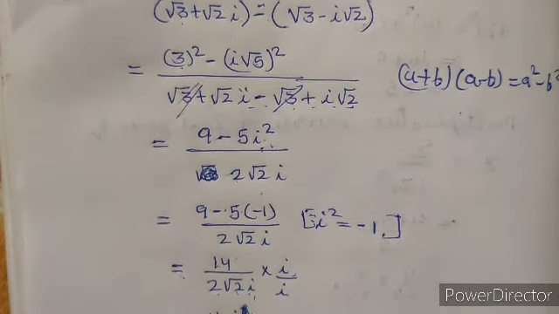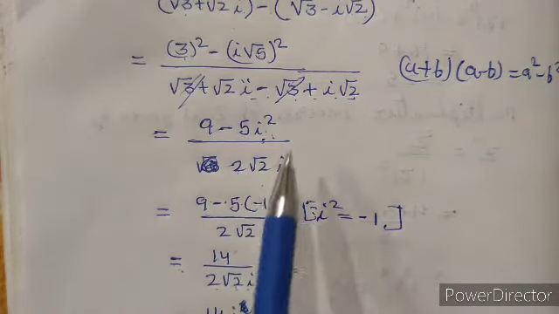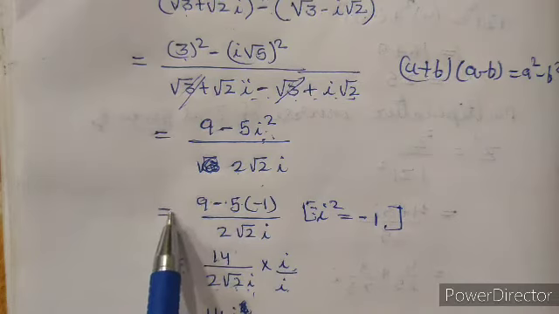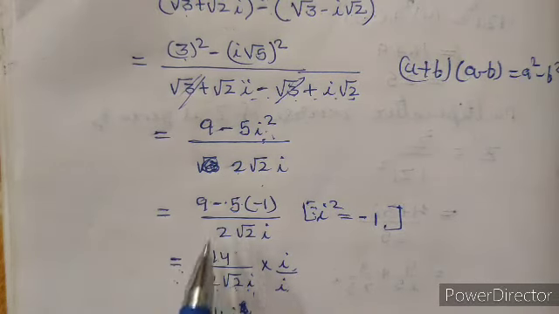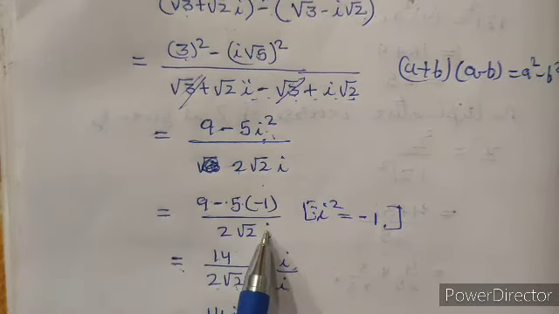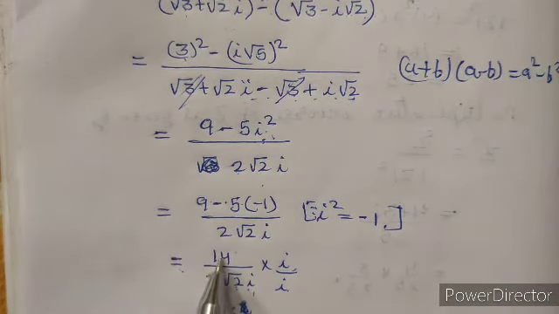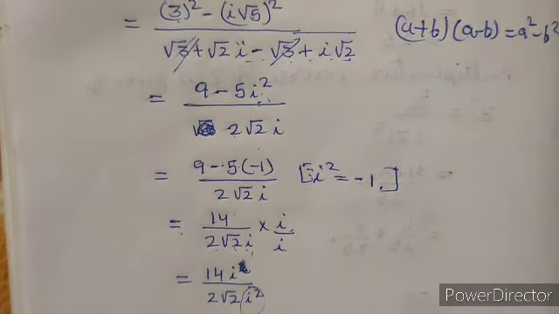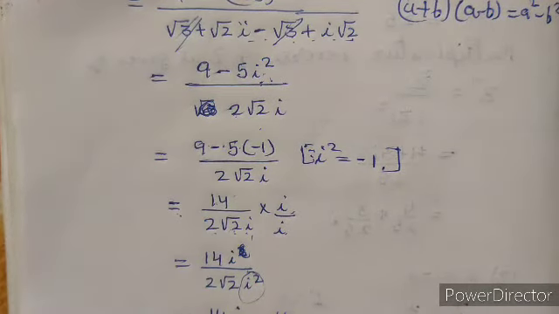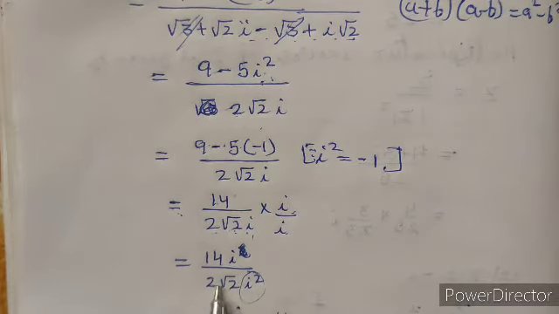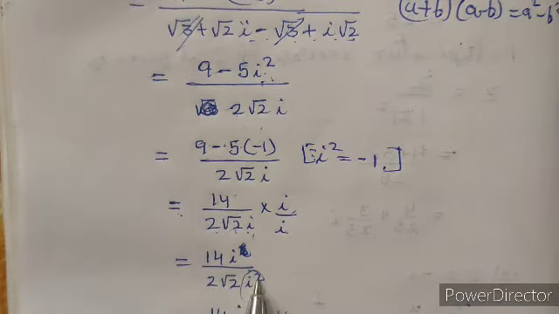Now as we know, i square is equal to minus 1. So 5i square will be equal to 5 into minus 1. And this will give us the number as 9 minus 5 into minus 1 upon 2 root 2i, which on solving will be equal to 14 upon 2 root 2i. Now it can be rationalized by multiplying and dividing it by i, and that will be equal to 14i upon 2 root 2 i square.